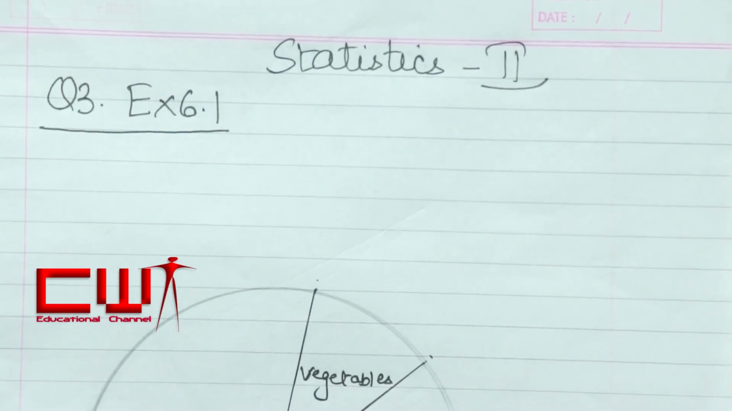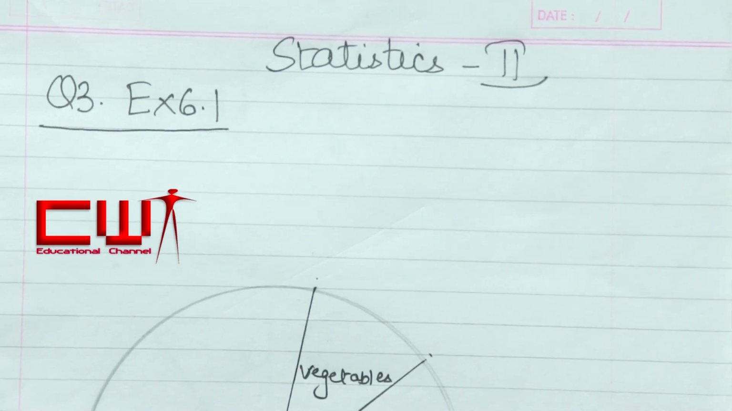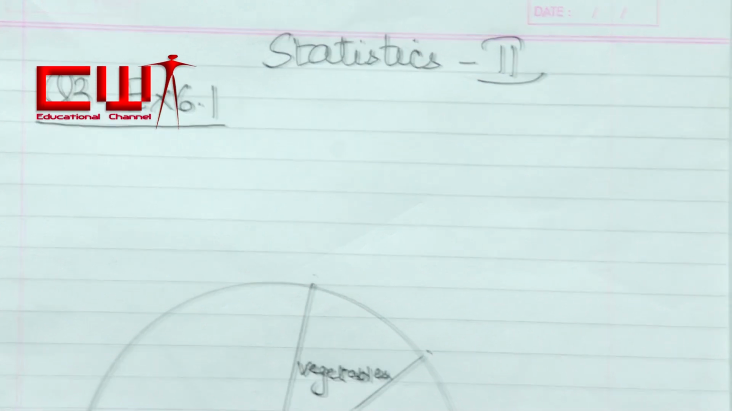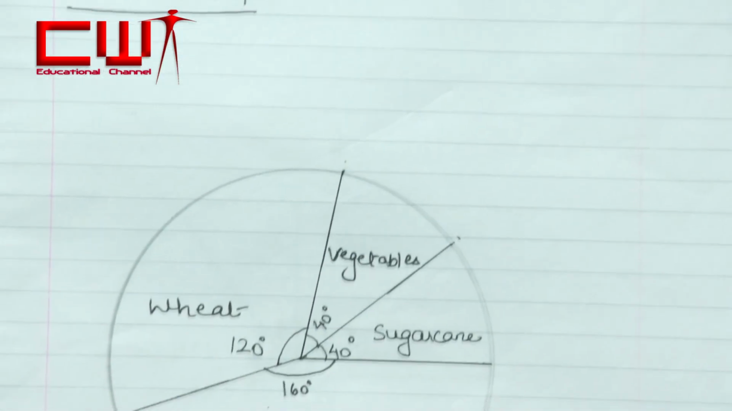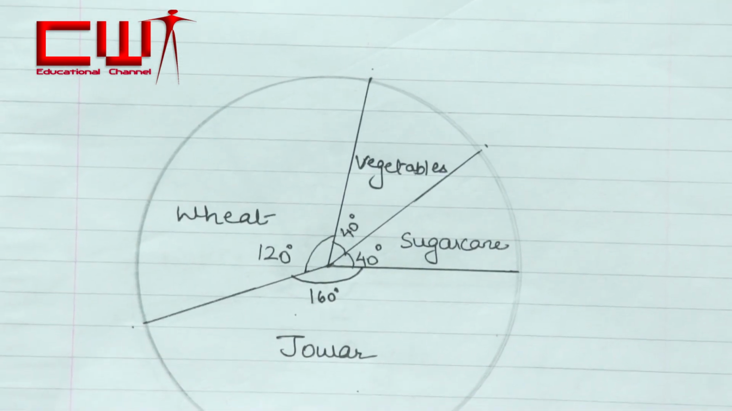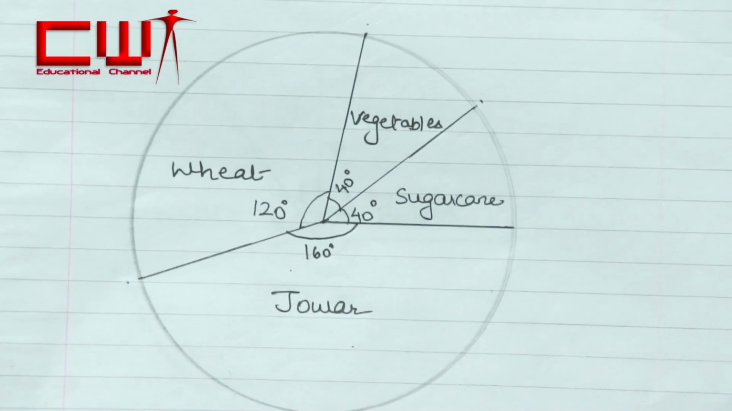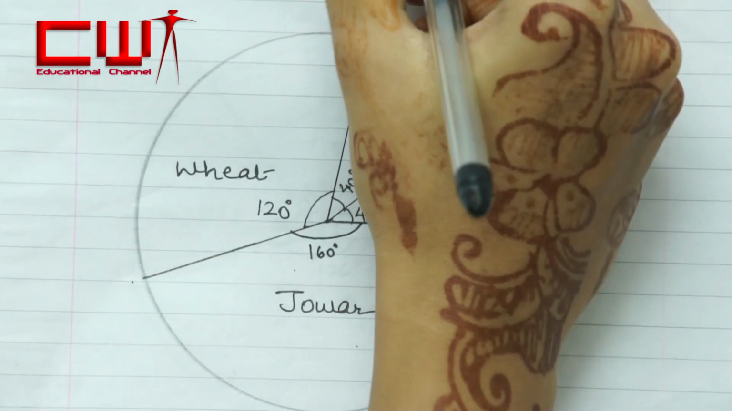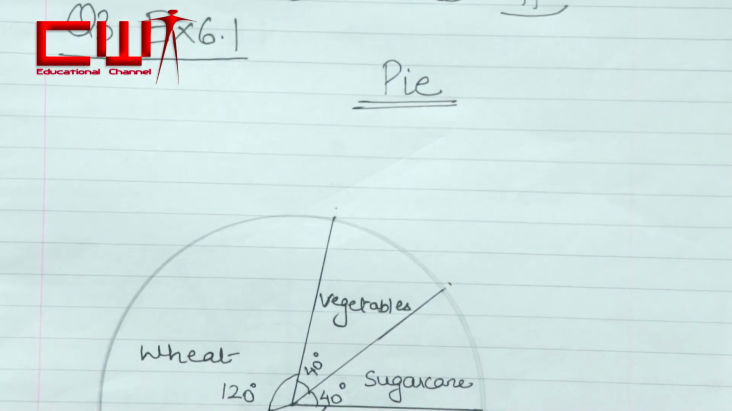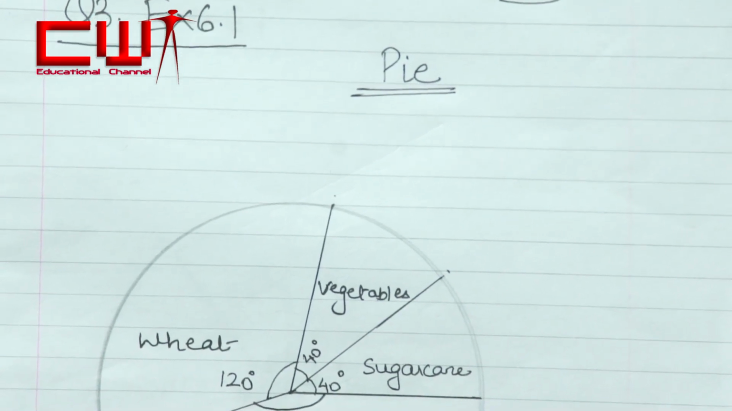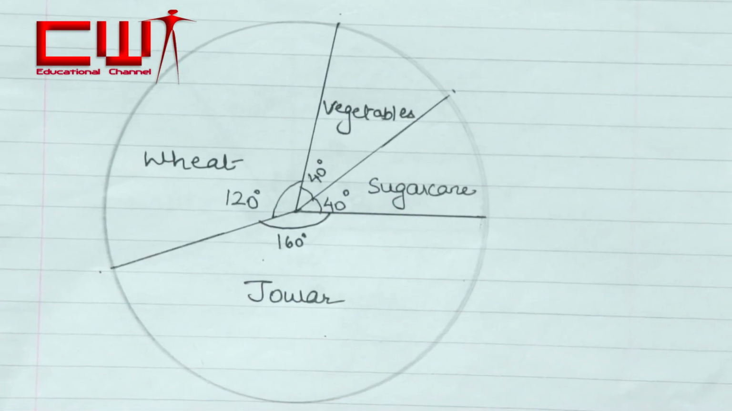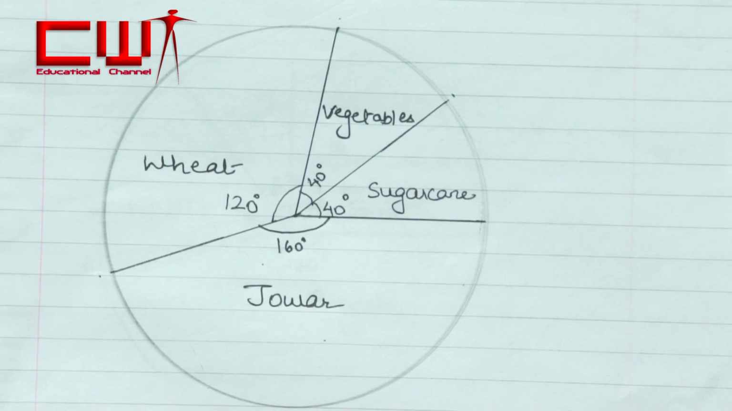Statistics 2 is the next chapter, page 140, exercise 6.1, chapter 6, question number 3. Whenever we study diagrammatic or graphical representation in statistics, another thing that comes to mind is the pie diagram. P-I-E. This is known as a pie chart or a pie diagram. Pie means when you have a whole thing, a circular form, and you can divide it into slices, that is known as a pie diagram.